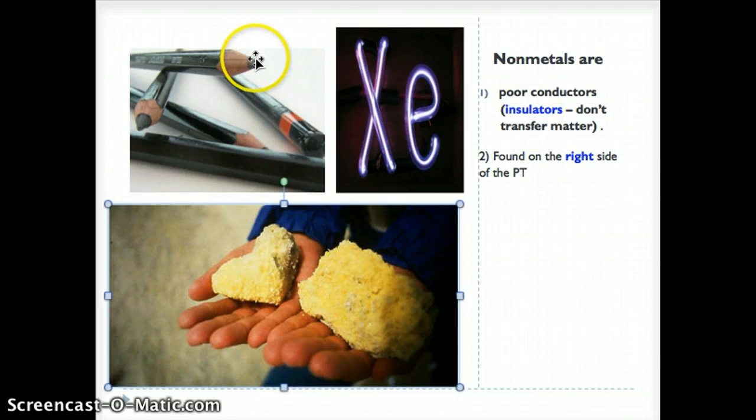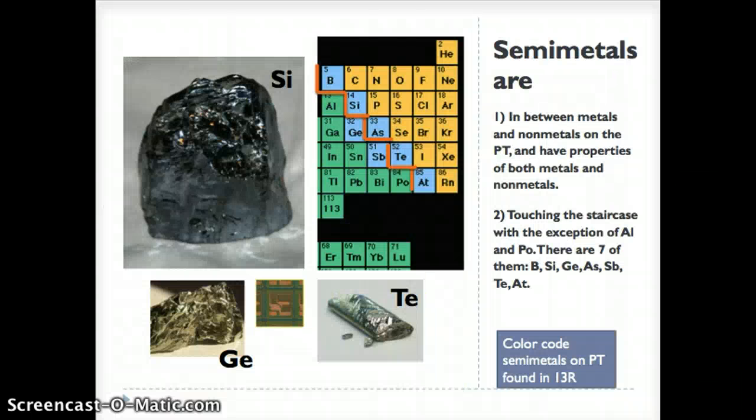Okay, if I heat up the tip of this pencil, you're not going to feel the heat on the other side because they don't conduct electricity, they're insulators. Okay, styrofoam, for example, is an insulator. It's made up of nonmetals. Plastics are made up of nonmetals.